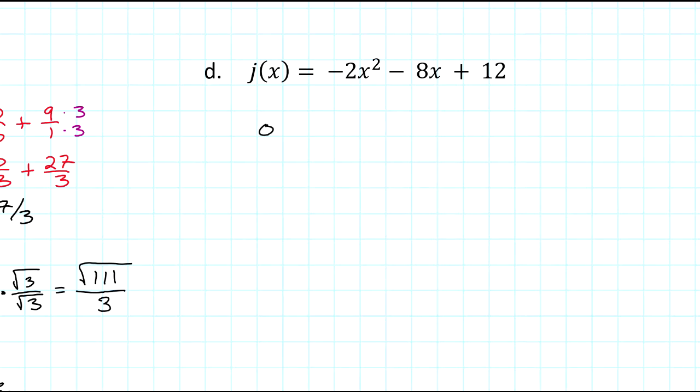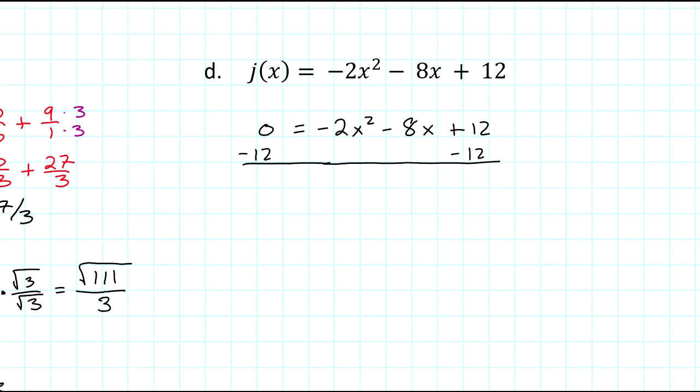So j of x equals negative 2x squared minus 8x plus 12. Set the output to 0. 0 equals negative 2x squared minus 8x plus 12. And subtract the 12 off of both sides to get negative 12 equals negative 2x squared minus 8x.